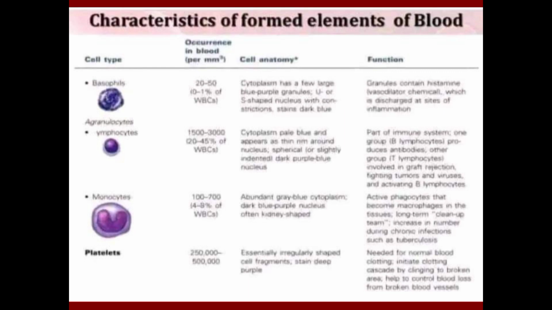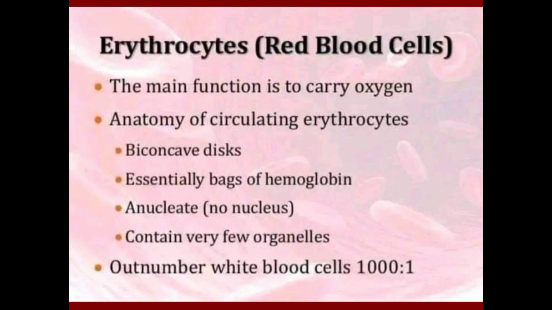The next one is agranulocytes. They may contain lymphocytes and monocytes. And the third one is platelets. First of all, we will discuss erythrocytes, or red blood cells.